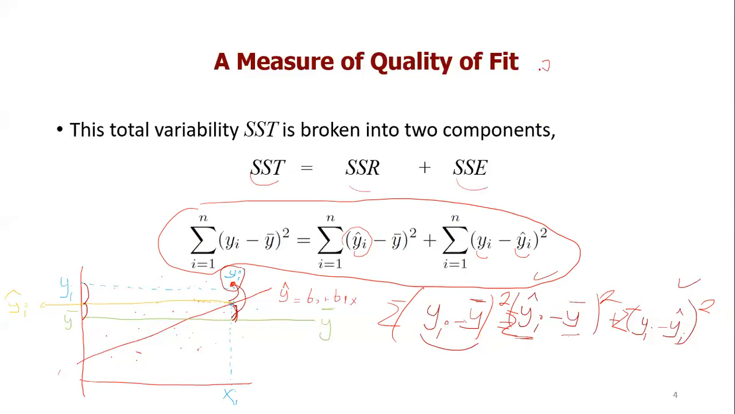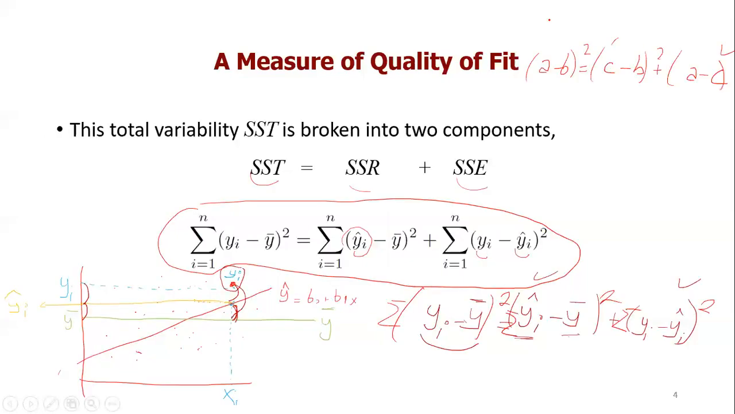So for example, you cannot write a minus b is equal to c minus b plus a minus c. If you just sum them up, this c is cancelled, and you have a minus b. But if you just take the square of this, sorry, it's not anymore equal to each other, that's not true. But this is true for this regression.